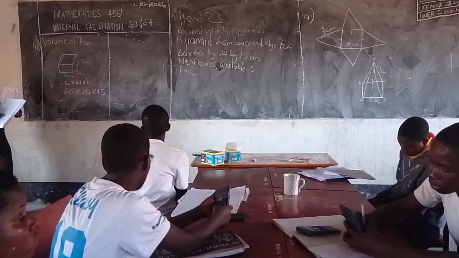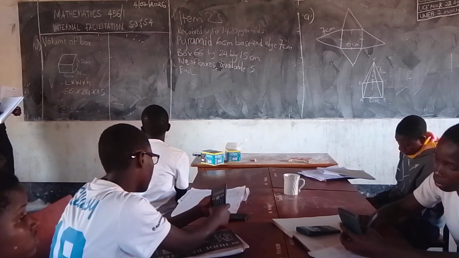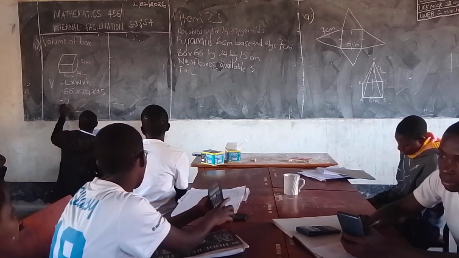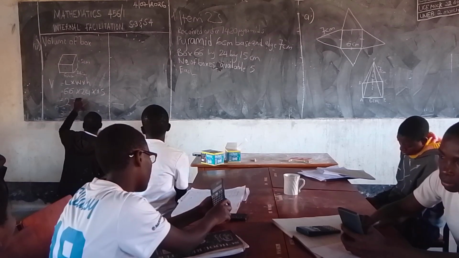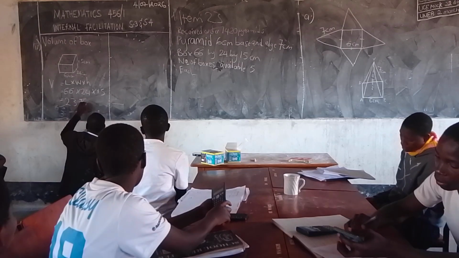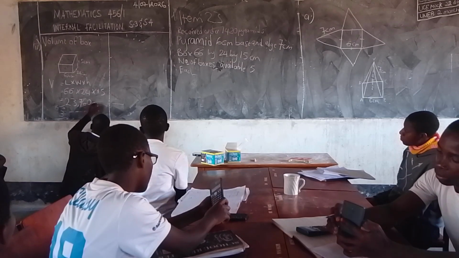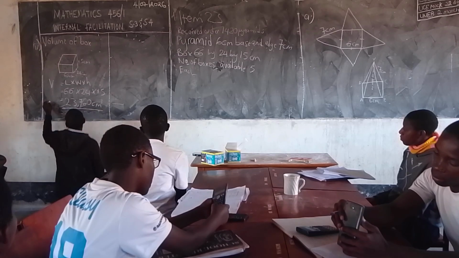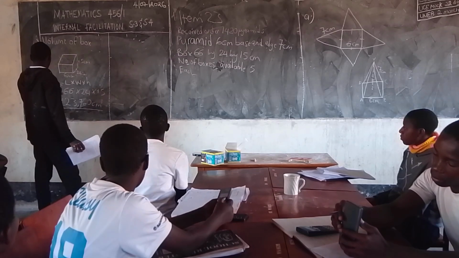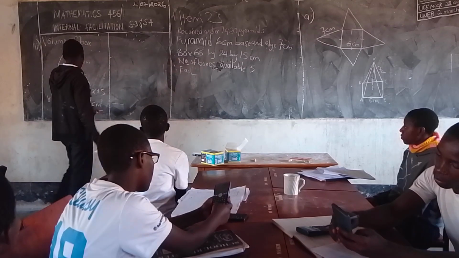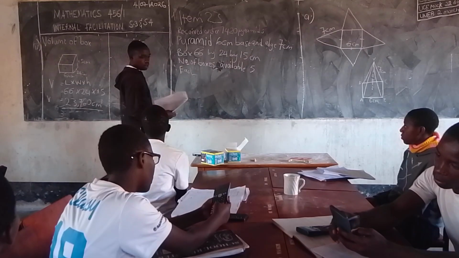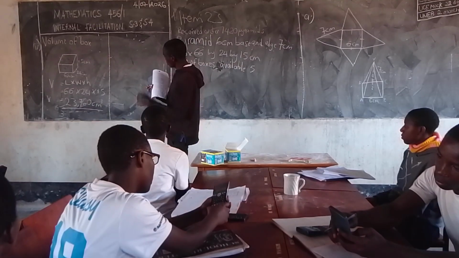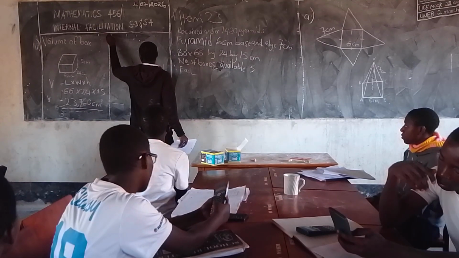So which volume do you have for the box? The volume of the box is 20,760 centimeters. Now, the volume of the pyramid.